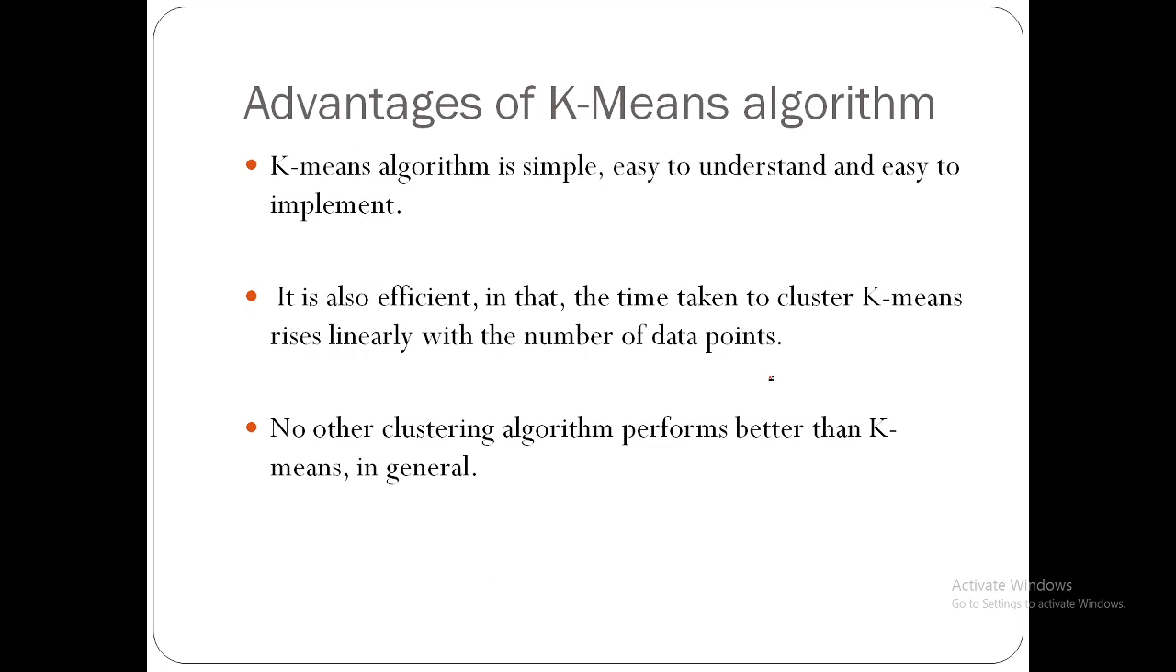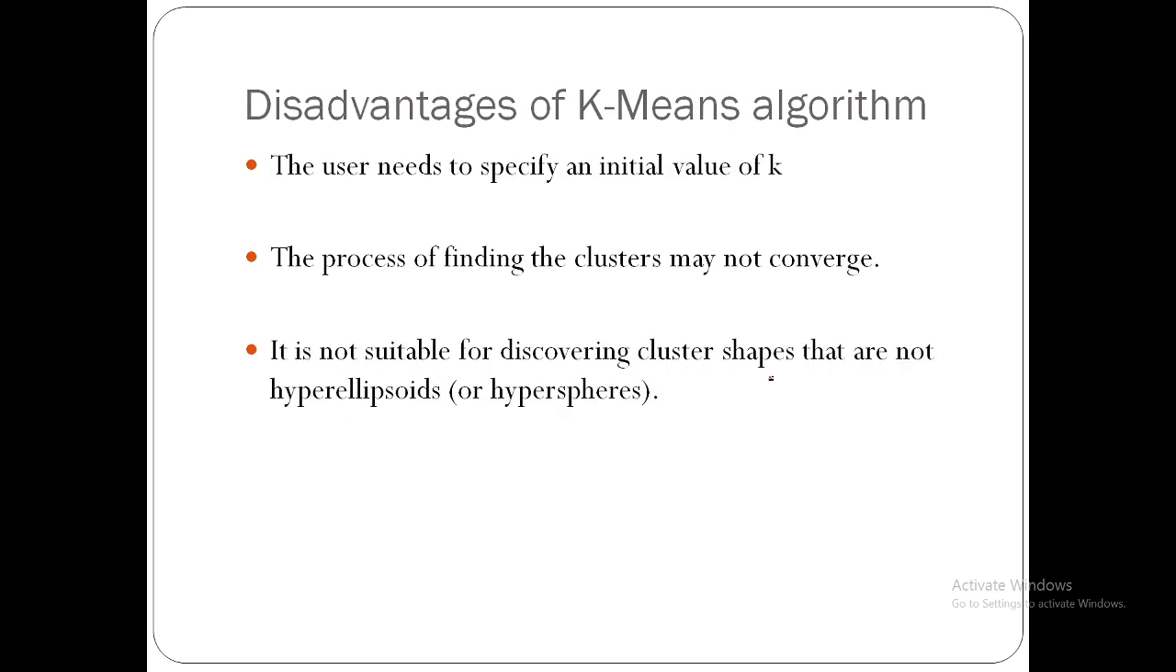Next, advantages of the K-means algorithm. The K-means algorithm is simple, easy to understand and easy to implement. It is also efficient, in that the time taken to cluster with K-means rises linearly with the number of data points. No other clustering algorithm performs better than K-means in general. These are the advantages. Disadvantages of the K-means algorithm: the user needs to specify an initial value of K.